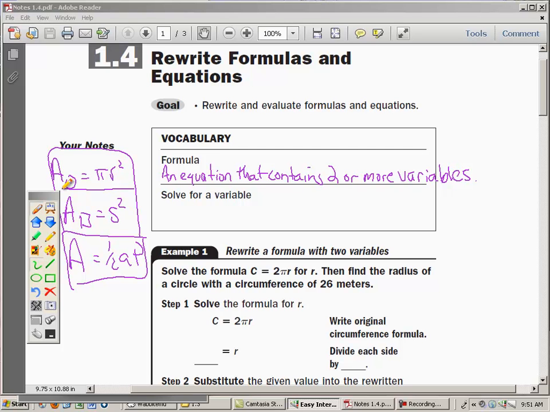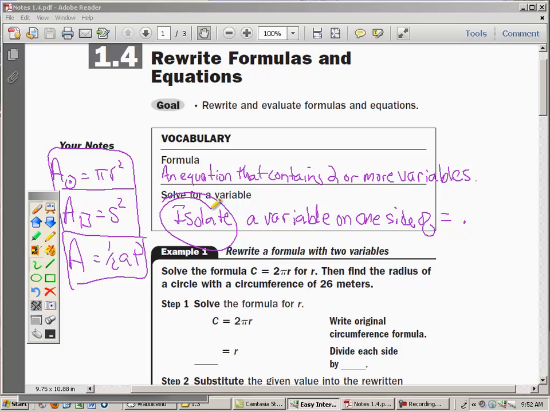To solve for a variable essentially says to isolate a particular variable on one side of the equals. Think about the word isolate. That means all by yourself. So we want to get that variable all by itself on one side of the equation.